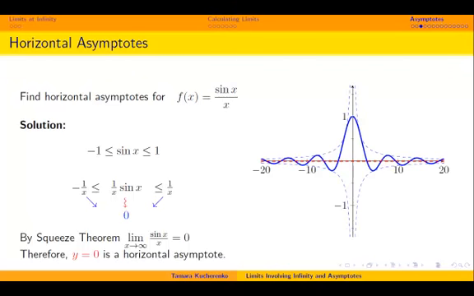On the graph, we see that even though the function oscillates indefinitely due to the sine in its numerator, the amplitude of the oscillation gets smaller and smaller, and therefore the graph gets squeezed towards the x-axis, which is its asymptote.